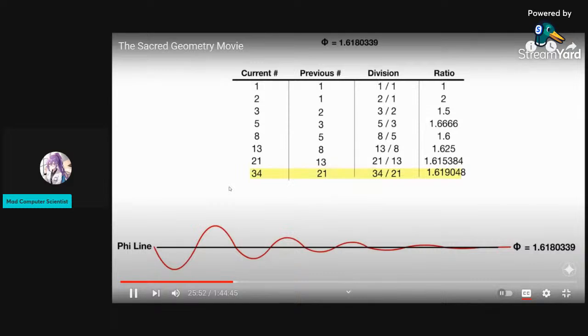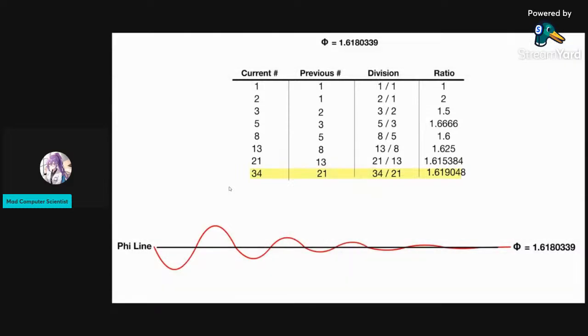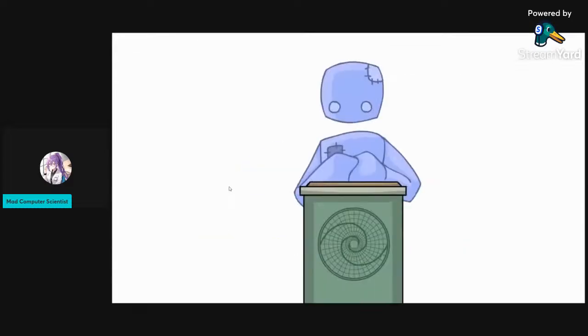It continually oscillates over and under the phi ratio, never quite making it there, but continuing on closer and closer every time, until eventually you can't even tell the difference. Because phi is an infinite number, this sequence will go on forever. Let's look at some spirals in nature, another way.